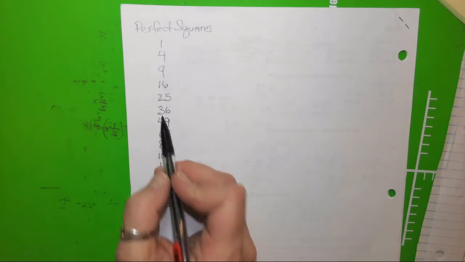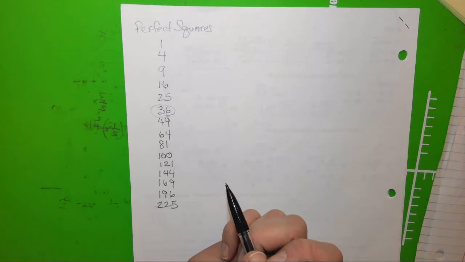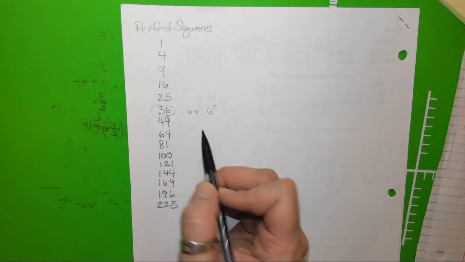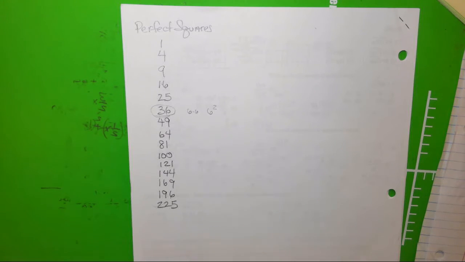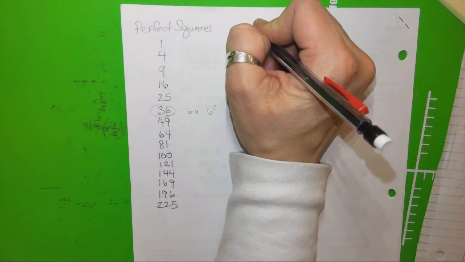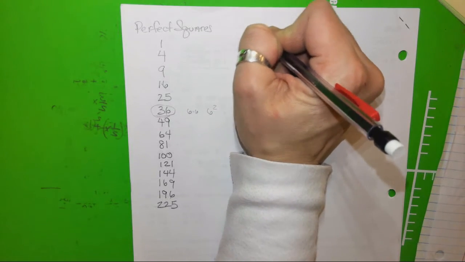I am. Now, why is 36 considered a perfect square? Because 6 times 6 is 36. It's 6 squared. It's a perfect square. You think about a square, it's a square because the side lengths are the same. Now, what do you think about our cubes, our perfect cubes?